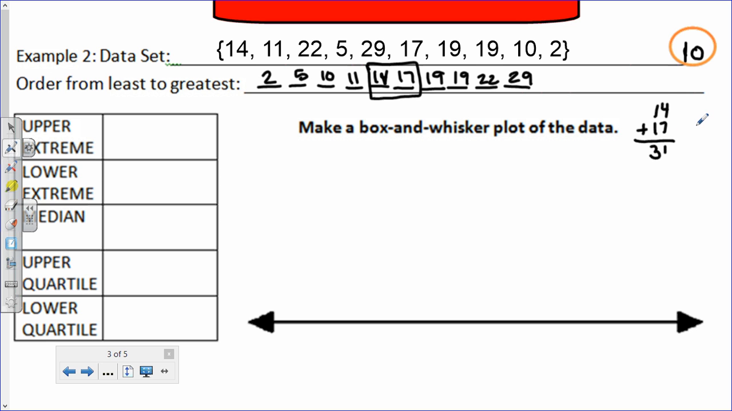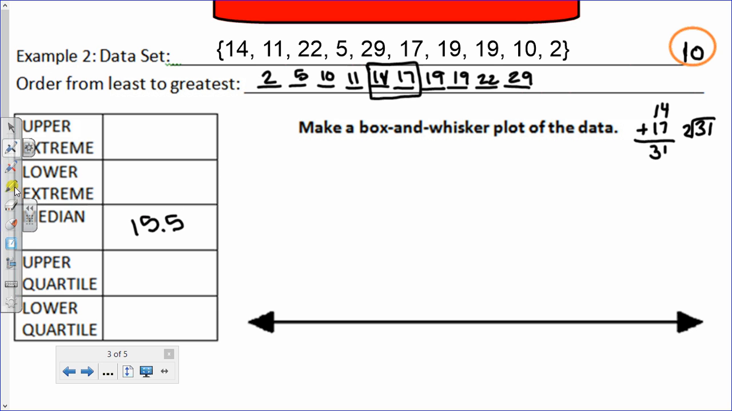31. And when I do 31 divided by 2, I know 30 divided by 2 is 15, and 1 divided by 2 is a half. So I know it's going to be 15 and a half. So the median value here is going to be 15.5.